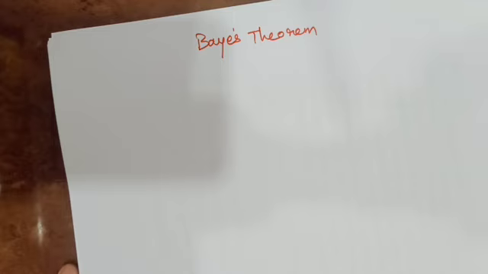It is an important concept in probability, and especially in statistics, used to update the probability of a hypothesis as new evidence becomes available. This concept connects prior knowledge with new data. So here we will be taking two things: prior probabilities and posterior probabilities.